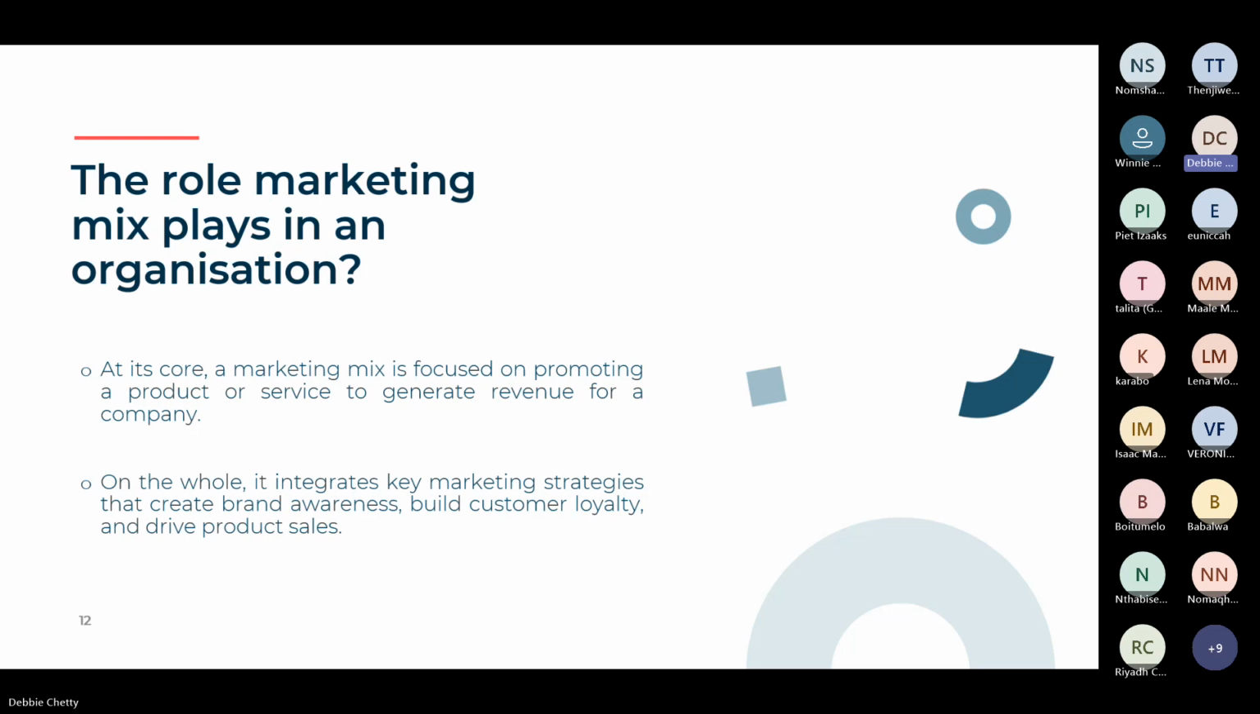Why? Because it creates brand awareness. It creates awareness of what you're selling to your customers. And it's done through various channels, online or via traditional methods like face-to-face or television or newspapers, magazines, etc. So there are various channels that can be used.